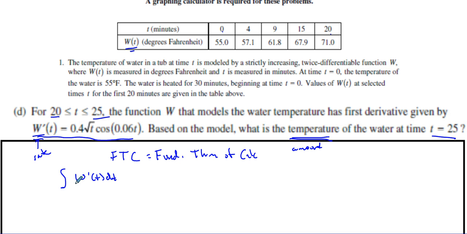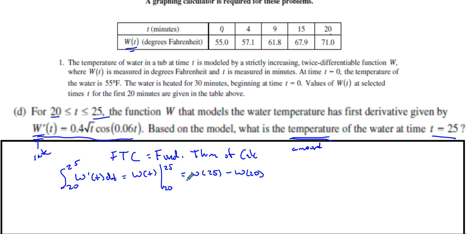But right here, if we integrate this from 20 to 25, that will give us the difference in the temperatures from 25 minutes to 20 minutes. Because you recall, when you integrate, what's the antiderivative of w prime of t? The antiderivative of w prime of t is going to be w of t. And we're going to integrate that using the fundamental theorem from 20 to 25. And so this is going to equal w of 25 minus w of 20. Upper limit minus lower limit.